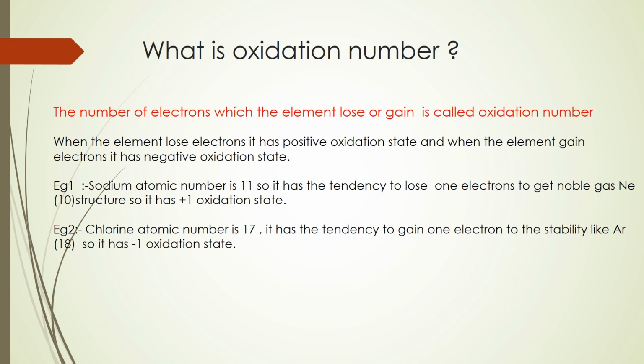Example 2. Chlorine atomic number is 17. So it has the tendency to gain one electron to get stability like argon 18. Argon is a noble gas. So chlorine has -1 oxidation state.